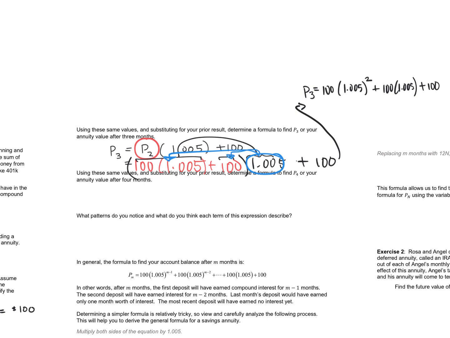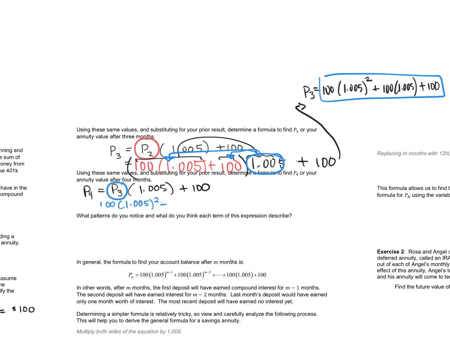So if we do that again for P4, P4 will be equal to P3 times 1.005 plus 100. Again, P3 we rewrote in this way. So we're going to write it in here, 100 times 1.005 squared plus 100 times 1.005. We just keep seeing the same numbers over and over again. That's why I'm writing it this way, and it will help us to see some patterns. So that was P3. That needs to multiply times that interest rate, 1.005 with the whole, and then we're going to add in that deposit.